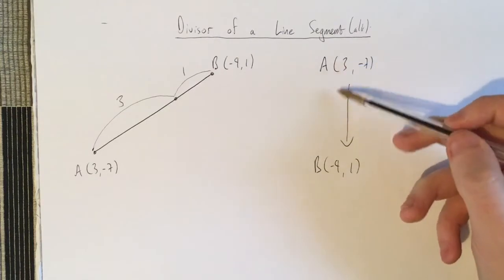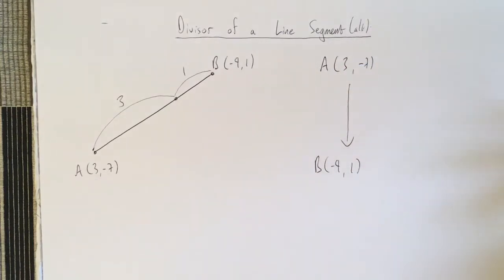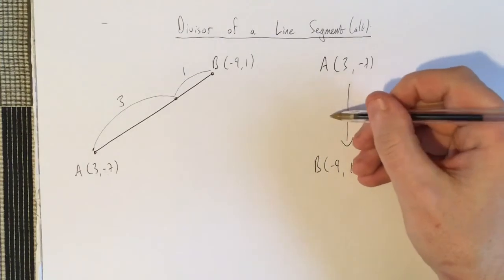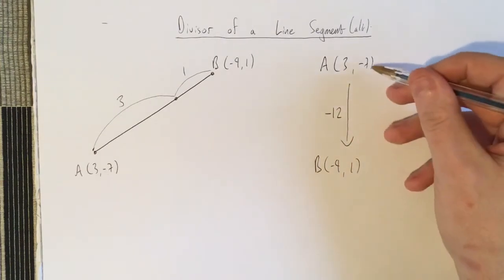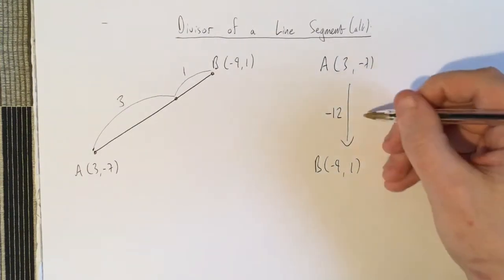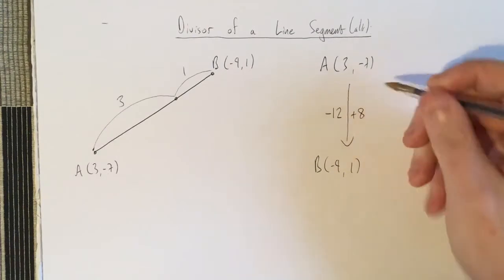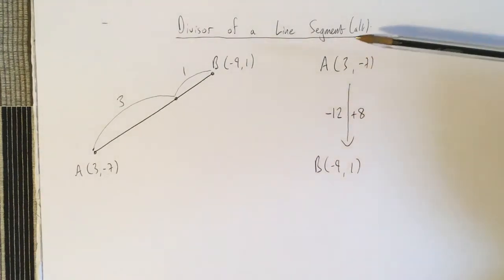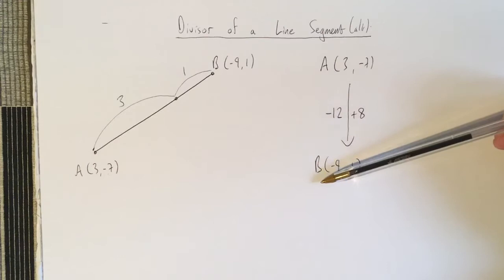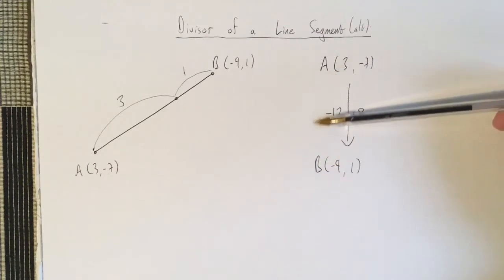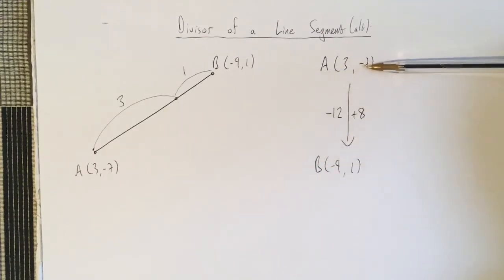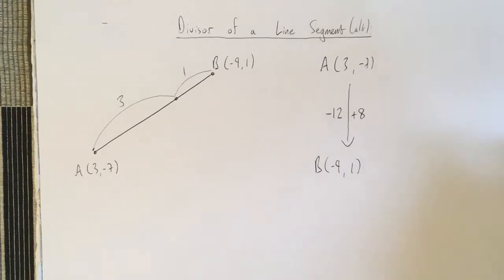So to get from 3 to -9 is what? That is -12. And to get from -7 to 1, that is +8. So that's the translation that gets me from A to B. Okay, it is subtracting 12 from the x coordinate and adding 8 to the y coordinate.